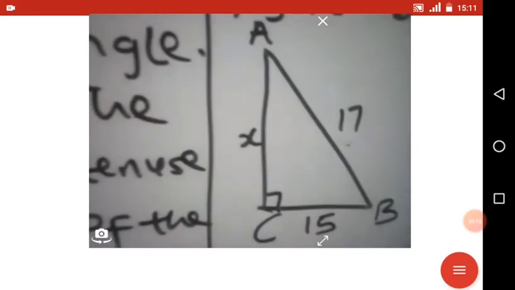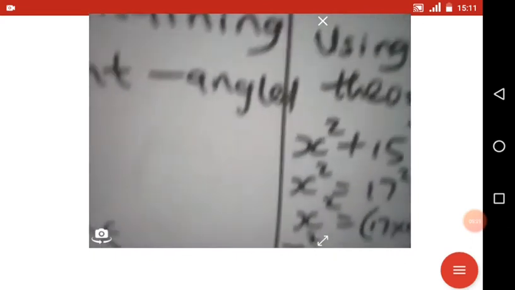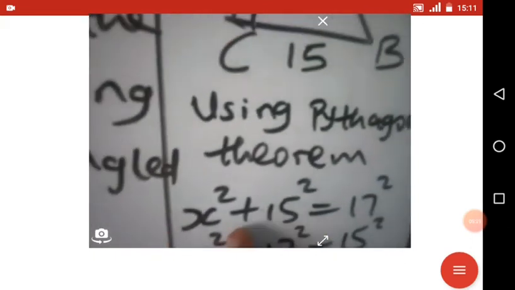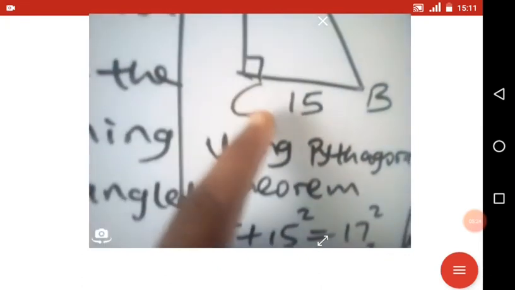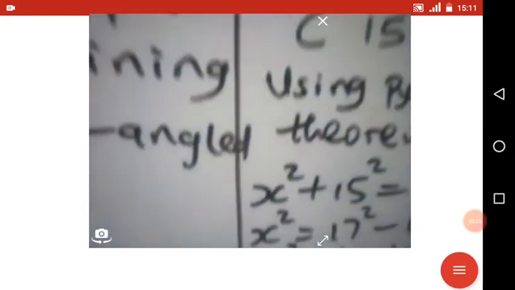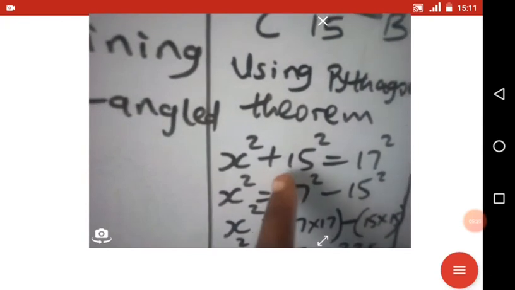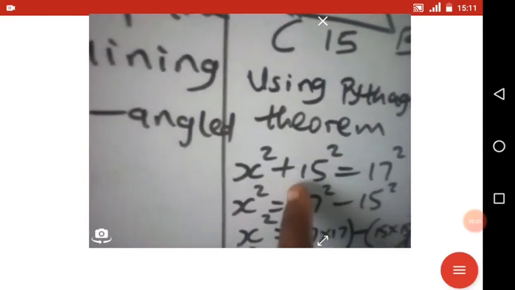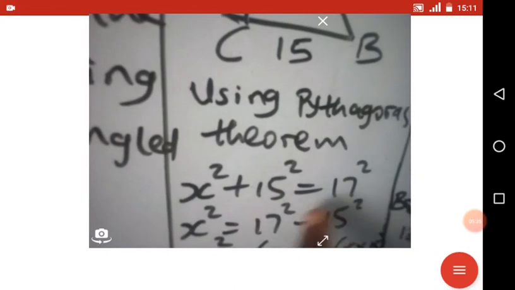So first we write our Pythagoras Theorem. That will be s squared plus 15 squared equals 17 squared. You know the square of this plus the square of this will give us the square of this. So s squared will now be, we subtract 15 squared from both sides. This one comes to this side, it becomes 17 squared minus 15 squared.